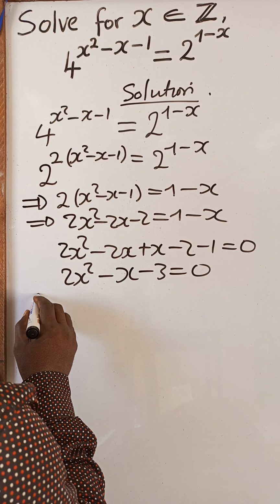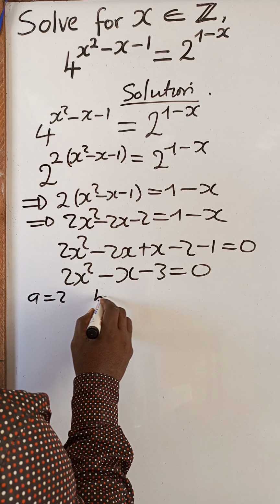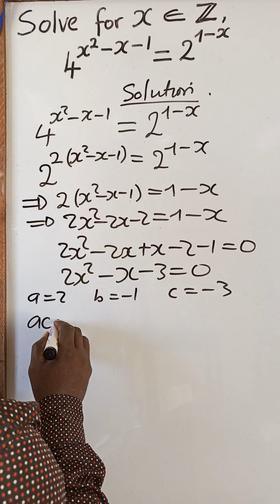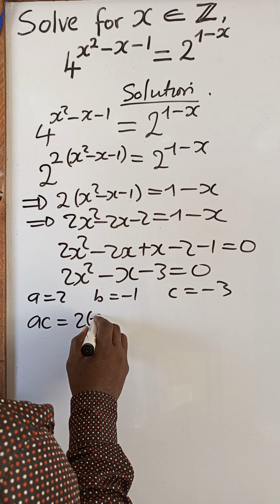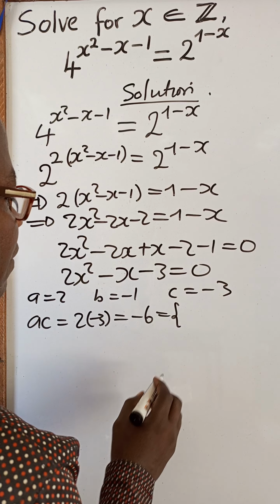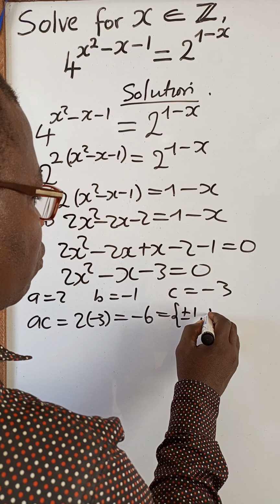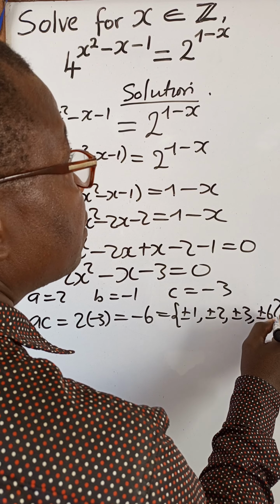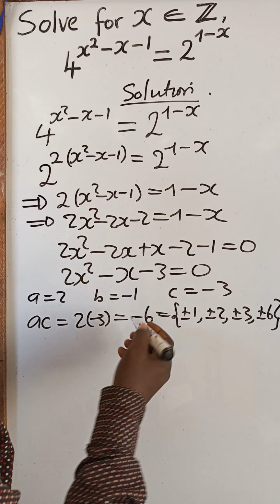Alright, so we have our a is 2, our b is negative 1, our c is negative 3. What is ac? ac is 2 times negative 3, which is negative 6. Now, what are the factors of negative 6? Plus minus 1, plus minus 2, plus minus 3, plus minus 6. Those are the factors of negative 6.